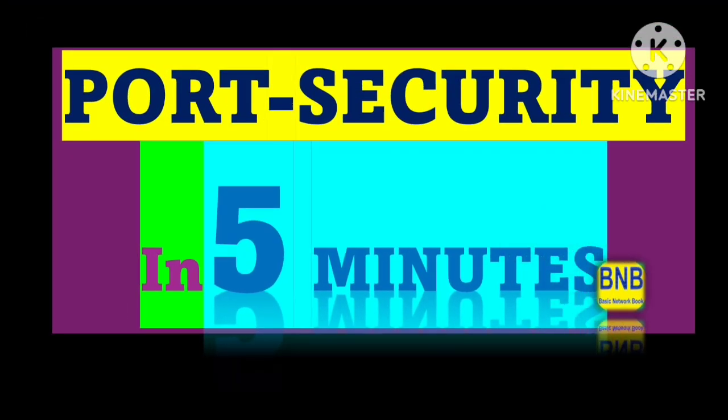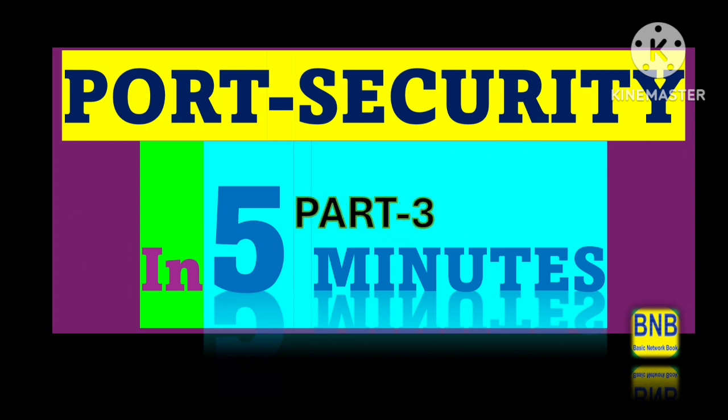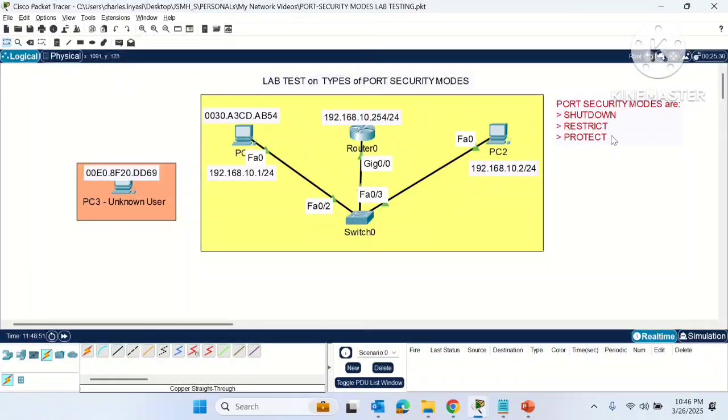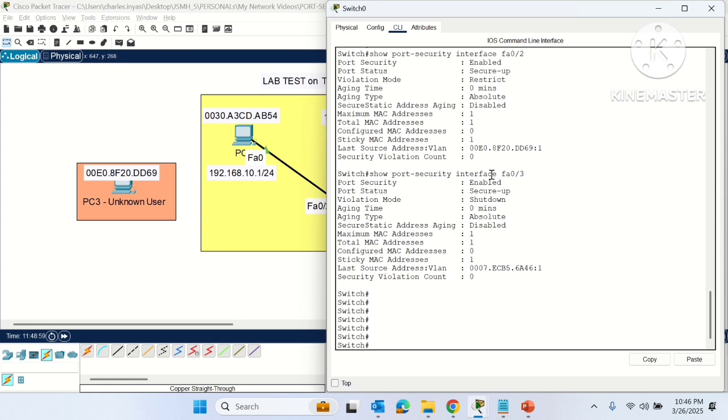So we are going to continue with the port security feature mode, which is violation mode types. So this is part 3. We are going to see the third mode type, which is protect mode for the port security on switch interface. So this is the topology that we have been discussing. So we are going to see the third type, port protect mode for violation.